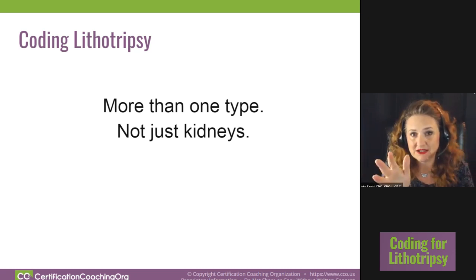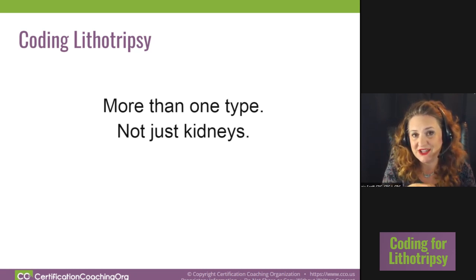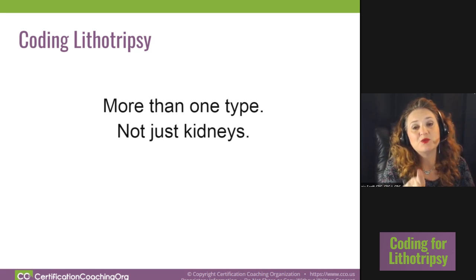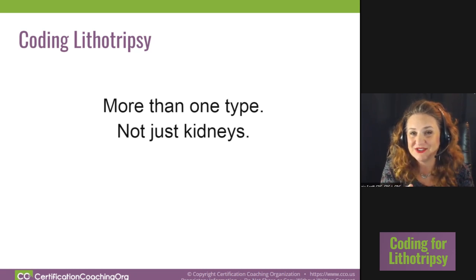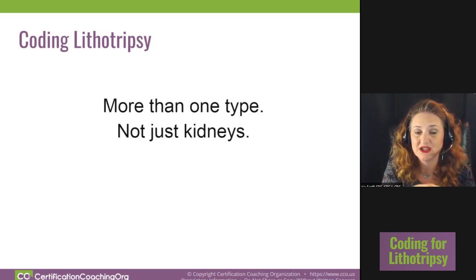That all being said, this particular question came in about coding lithotripsy, but it wasn't for the kidneys. It was a vascular lithotripsy. If it's a vascular lithotripsy, that means it's doing the shock wave, which is lithotripsy, in a vein. Or if it's cardiovascular, then it's doing vein or artery or something like that.